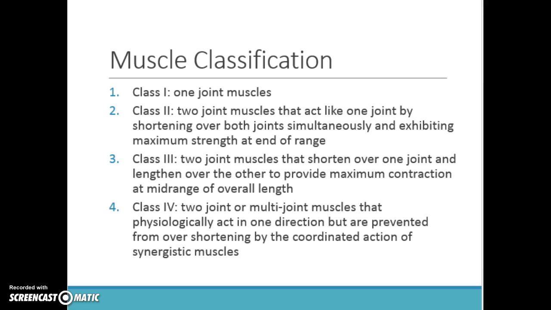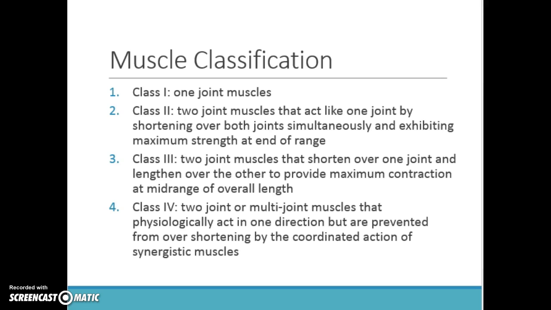Class 2 muscles are two-joint muscles that act like one joint by shortening over both joints simultaneously and exhibiting maximum strength at the end range. Examples include sartorius, anterior tibialis, posterior tibialis, peroneus longus, and brevis and tertius.